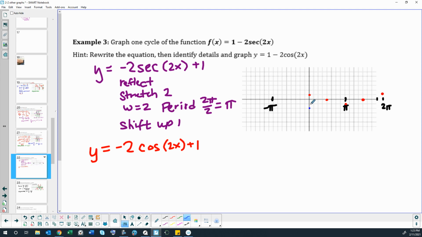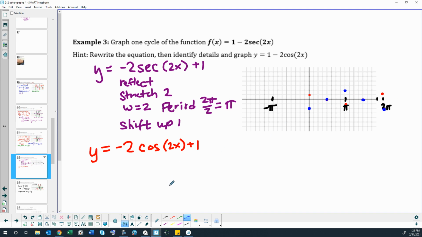So the point that's at 1 is going to be upside down, but then stretched. The 0 is still 0, times negative 2 is still 0. Negative 1 times negative 2 is going to put that up to positive 2. 0 times negative 2 is still 0, and negative 2 times 1 is going to put that point down at negative 2. So there's our quarter marks for our reflected and stretched cosine graph.